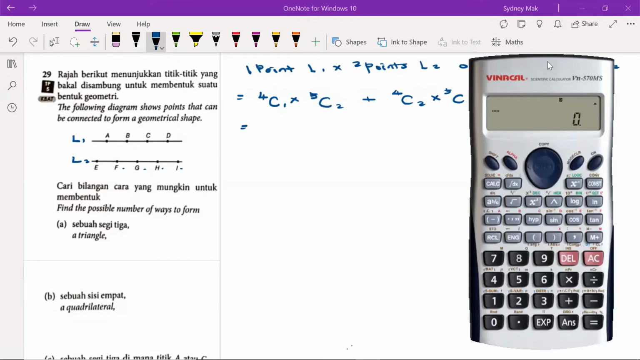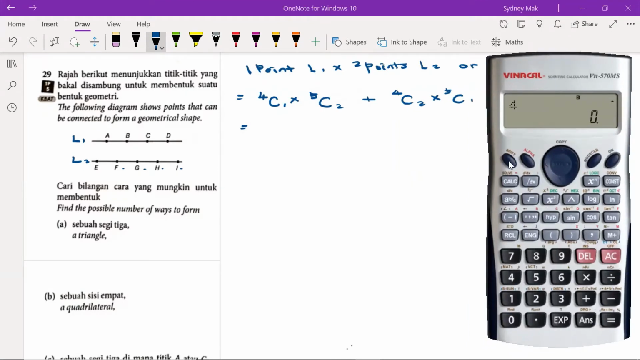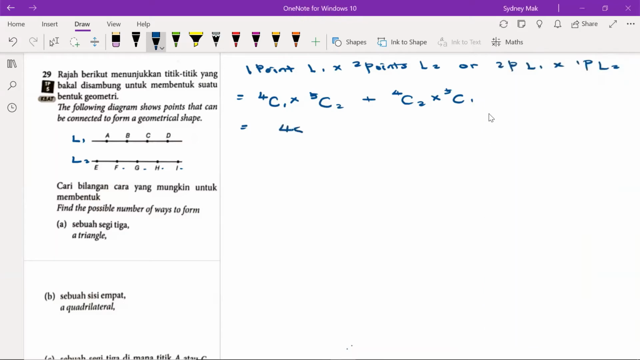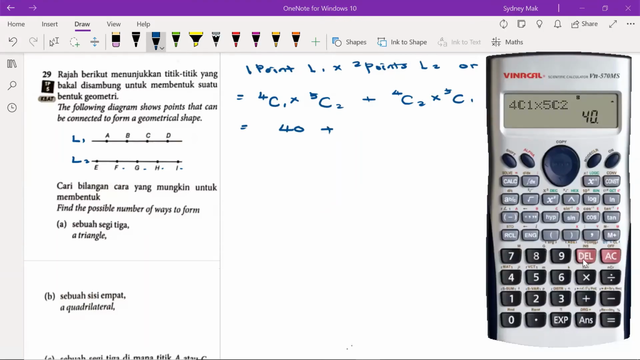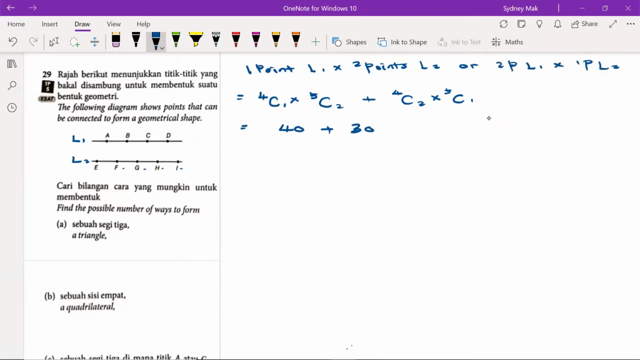So we have 4C1, followed by 5 choose 2. That is 40 ways to form the triangle with 1 point from L1, 2 points from L2. Or we may choose 2 points from L1 combined with any one point in L2. So we have 30 ways to make the selection to form the triangle. All in all, there are 70 ways to form triangles.